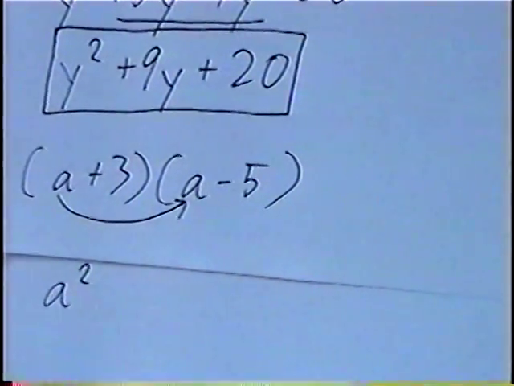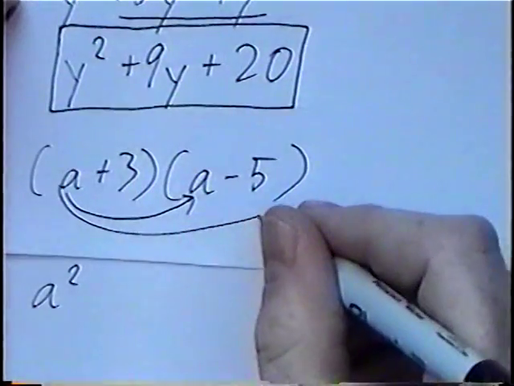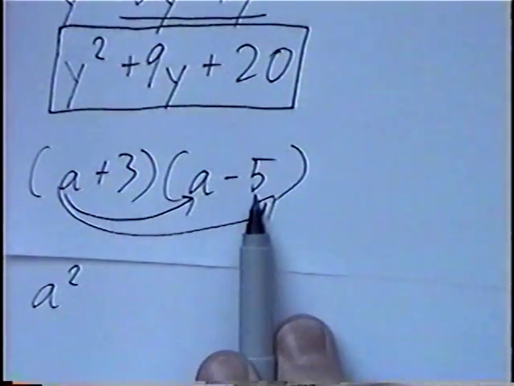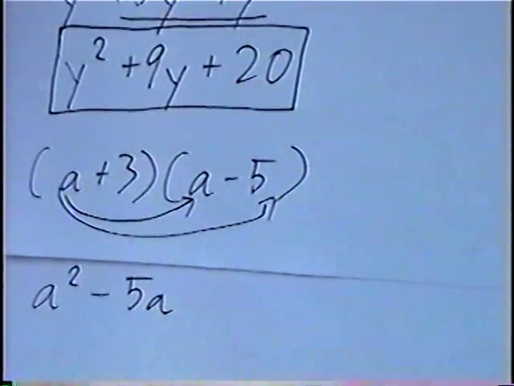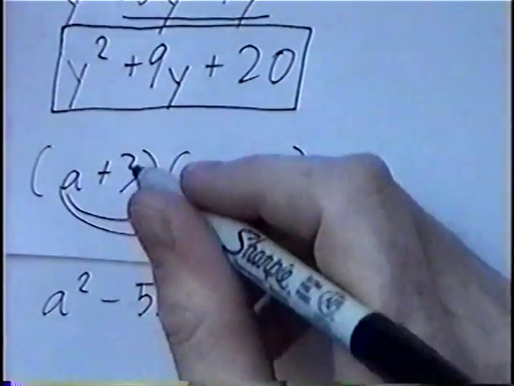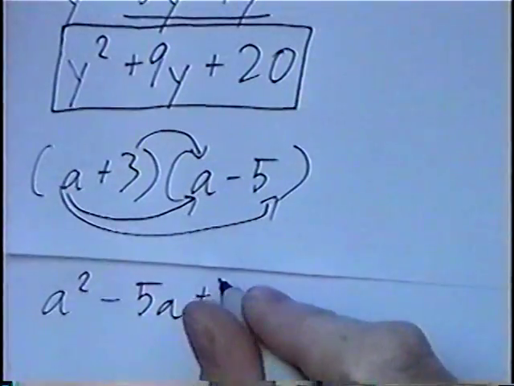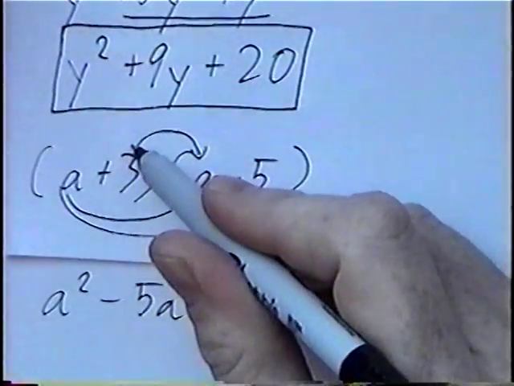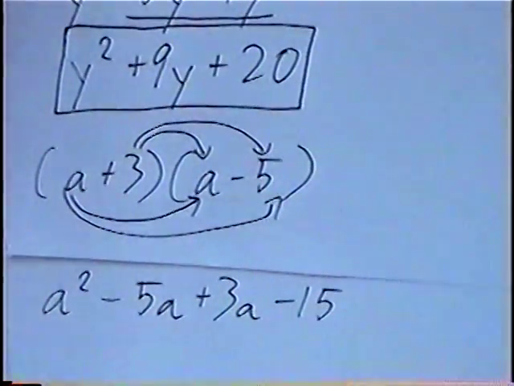Multiplying the outside terms, which again will be the far left all the way over to the far right, a times a negative 5 this time. A times a negative 5 would be negative 5a. And multiplying the inside terms, 3 times a would be 3a. And multiplying the last terms, 3 times a negative 5 would be negative 15.